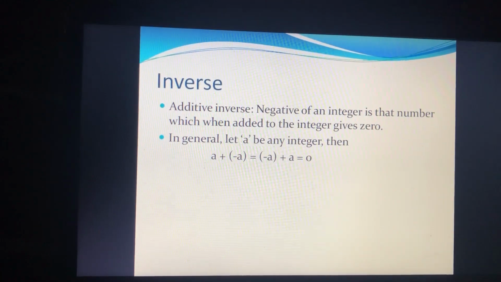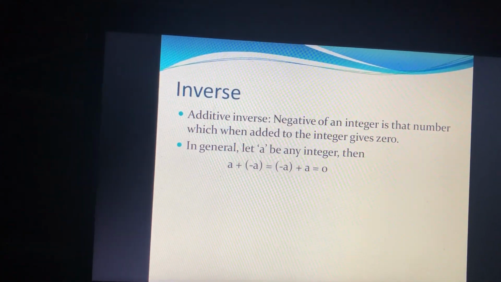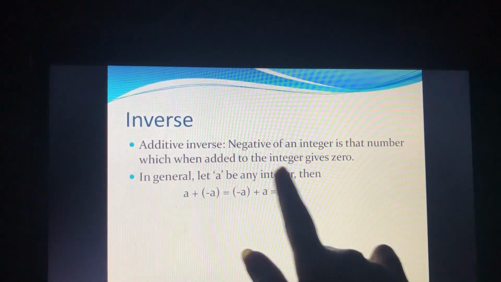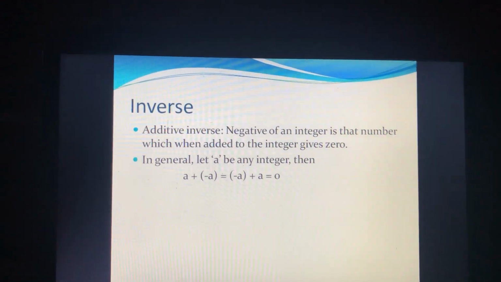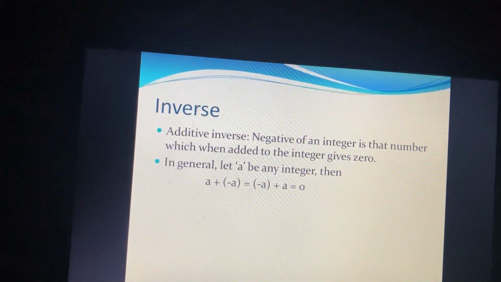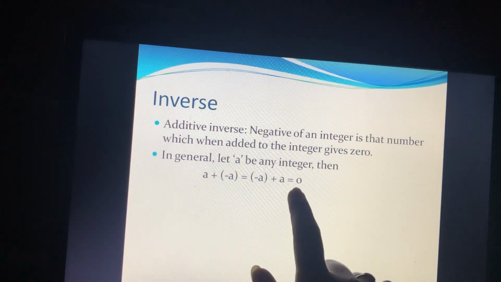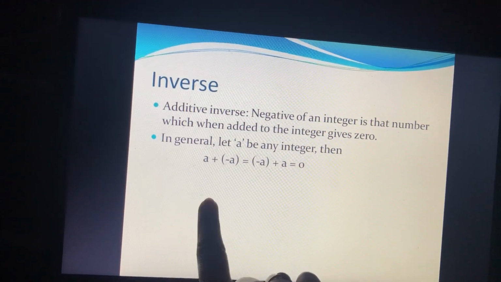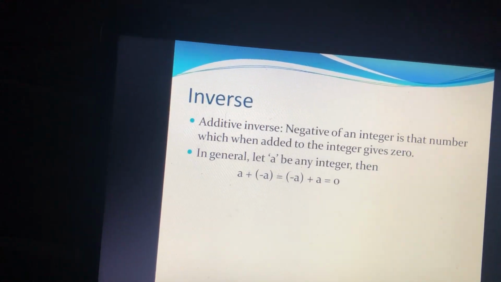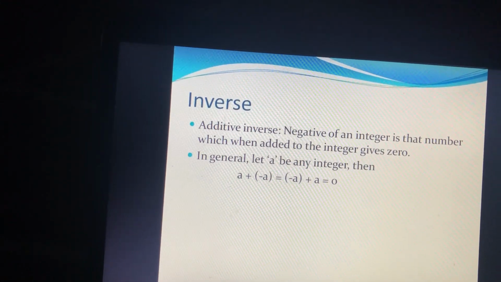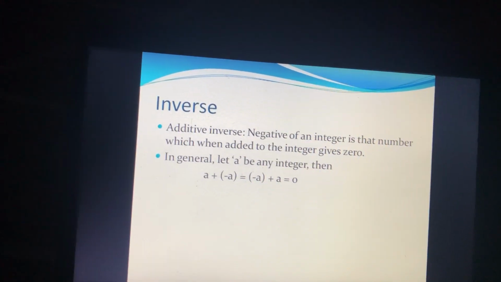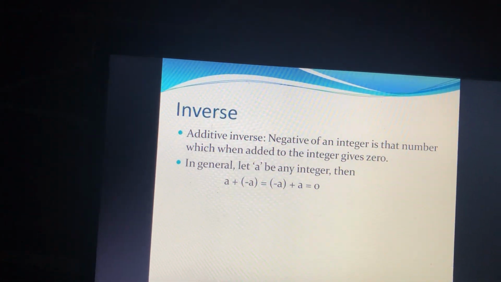Next is inverse. Inverse is additive inverse. Negative of any integer is that number which when added to the integer gives 0. दैट मीन्स अगर हम किसी में भी what we have to add, so we get the answer 0. अगर हम 1 में -1 करेंगे तो हमारा आंसर 0 आएगा. That means the numbers remain same but the sign will change. So a plus minus a is equal to 0. That means we have to change the sign in inverse.